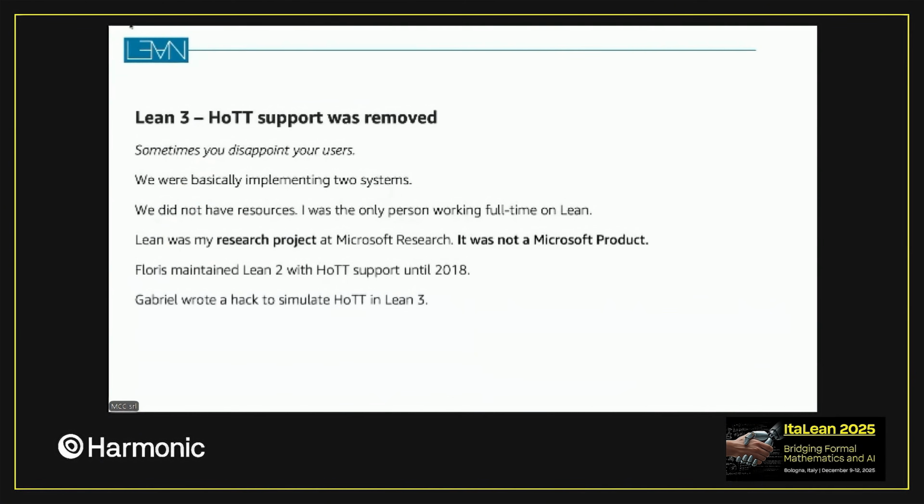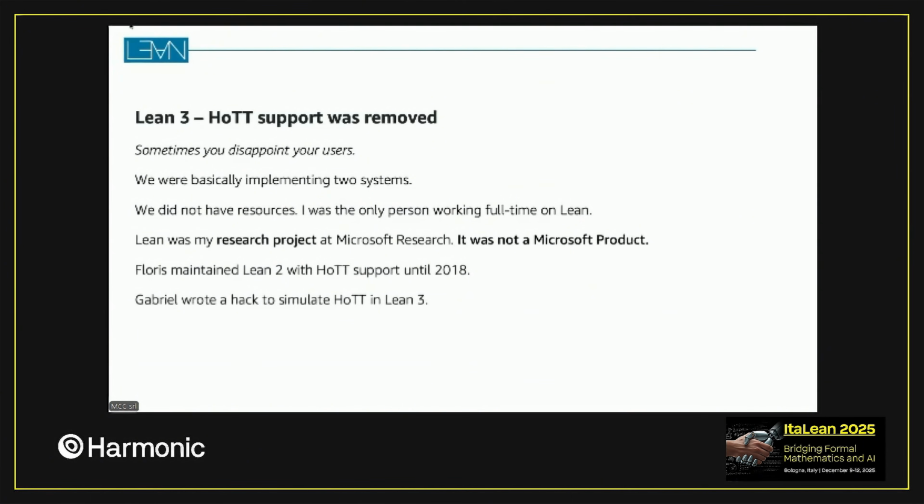But one sad news: sometimes you disappoint your users. We had many users using homotopy type theory, but we did not have the resources to maintain both versions, the standard one and the homotopy type theory one. Some people asked me, oh, you have the engineering team at Microsoft. No, there's no engineering team. It was just me there. This is my research project. Nobody at Microsoft knows, only my manager knows about the project. This is not a Microsoft product.